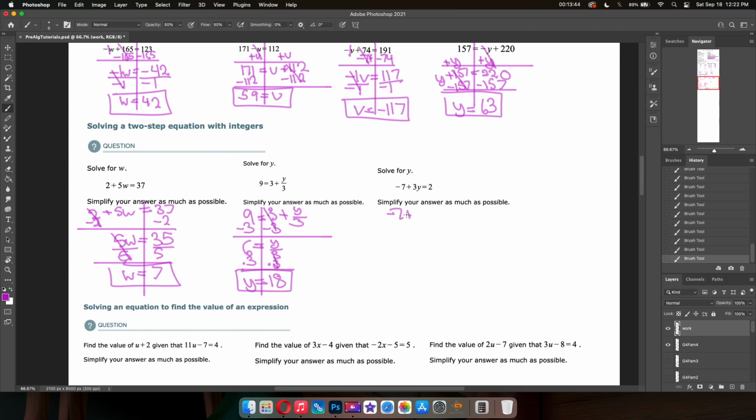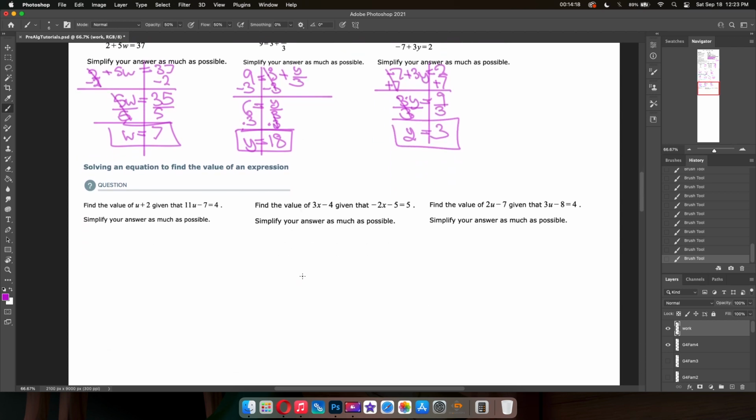Next, -7 plus 3y equals 2. Now, this 7 over here is negative. Because it's negative, it's a subtraction. They're hiding it from you, but it's a subtraction. What's the opposite of subtraction? Addition. So plus 7, plus 7. 3y equals 7 plus 2, which is 9. That's multiplication, so the opposite of multiplication is division. So divide by 3, y equals 3.